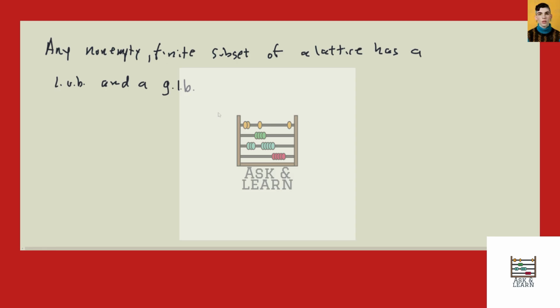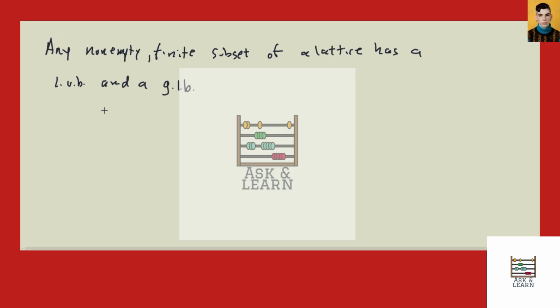So they want us to show that any non-empty finite subset of a lattice has a least upper bound and a greatest upper bound. So normally when we start to talk about things of finite sets, it's normally not a bad idea to try induction on it. So let's see if that'll work.